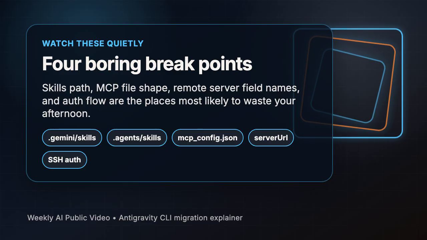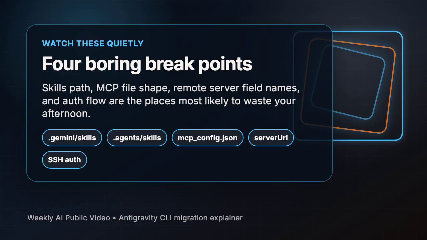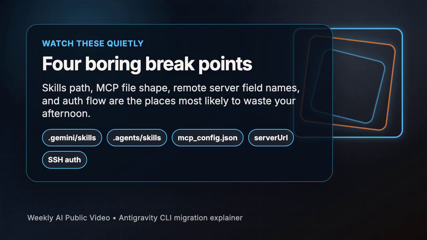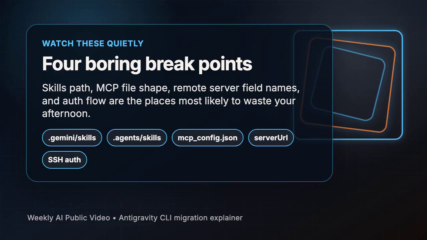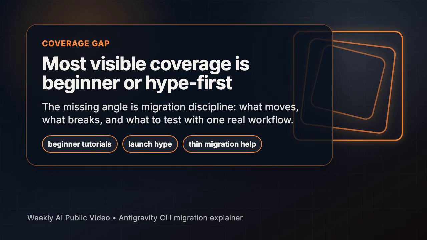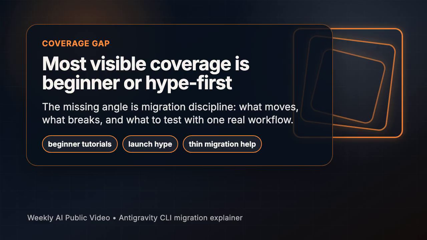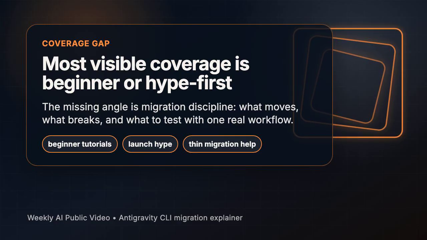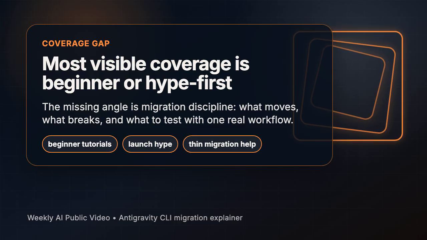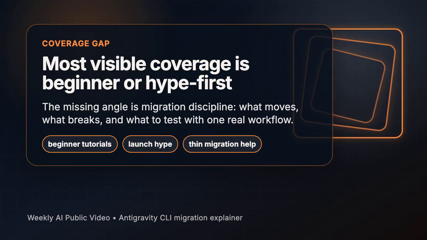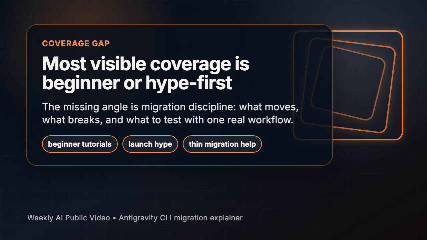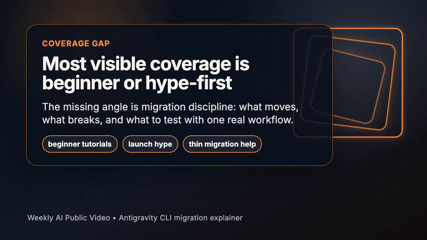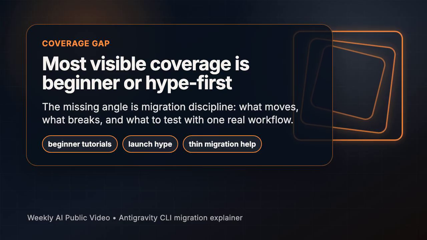Number 3, remote MCP field names. Google specifically says Antigravity CLI uses server URL instead of URL for remote MCP servers. That is exactly the kind of tiny config change that wastes an hour and makes you question your life choices. Number 4, auth flow. The Getting Started docs say local auth can open a browser, while SSH sessions may require copying a URL and pasting an authorization code back into the terminal. So if your old workflow assumed a smoother auth pattern, test it on the machine you actually use.